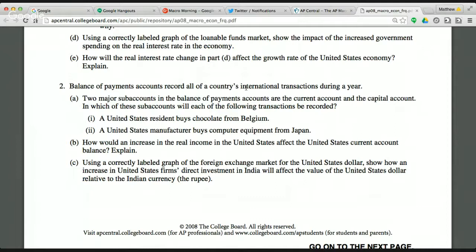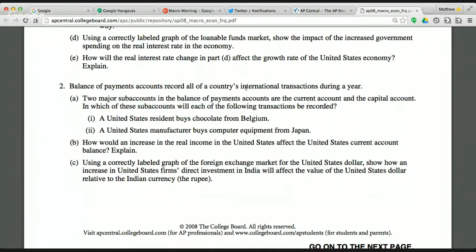B, how would an increase in the real income in the United States affect the current account balance? You're saying deficit. Why would imports increase? GDP's increased, we're producing more, we have more money. We're going to buy more stuff, both domestically, which we don't care about for this question, and foreign-wise. As we're buying more foreign goods and services, they come in, but our currency goes out. That creates a deficit on the current account balance.